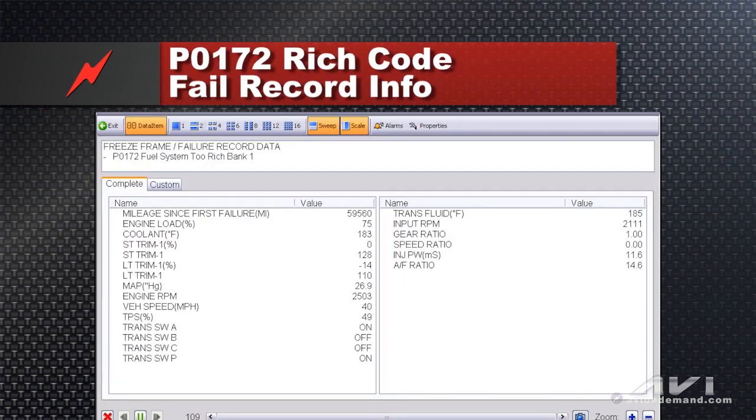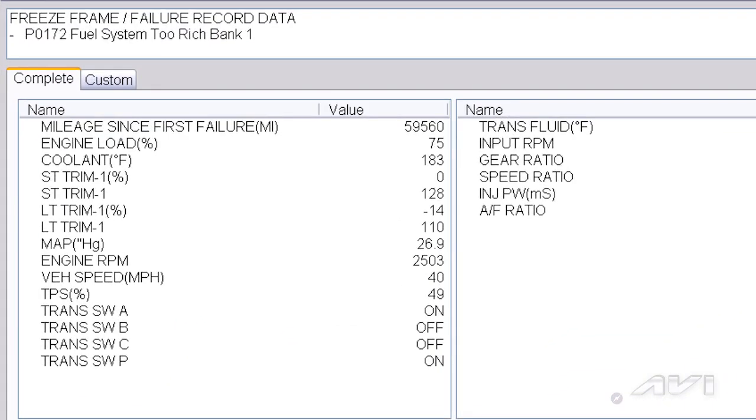So let's take a look at the fail record information on the rich code, the P0172. Notice on my screen, the odometer reading. Now this is a Snap-on scanner. What the Snap-on scanner is going to show you is the odometer reading when the PCM detected the rich code. In this case, you can see the vehicle had 59,560 miles on it when the PCM detected the rich code.